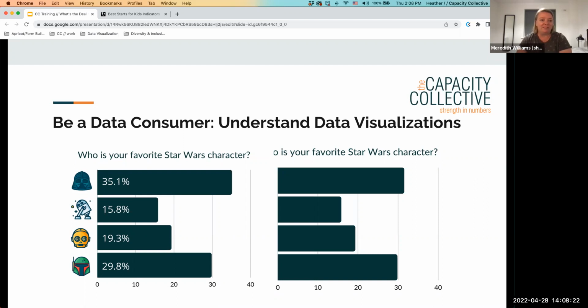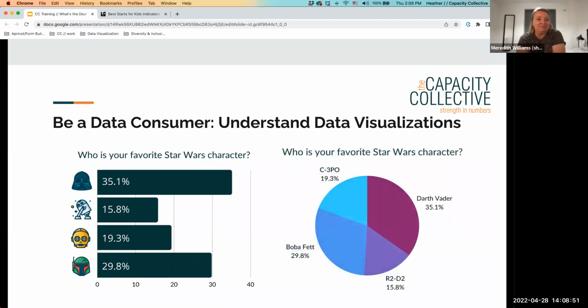The big difference is that these are percentages instead of numbers, right? So it's also helpful to see, are we talking about numbers or are we talking about percentages? Because then when you see, oh, that's more than a third of the people who were asked this question chose Darth Vader, and then Boba Fett was slightly less than a third, right? So you're getting more pieces of information by using percentages versus numbers. So these are all really helpful to see.